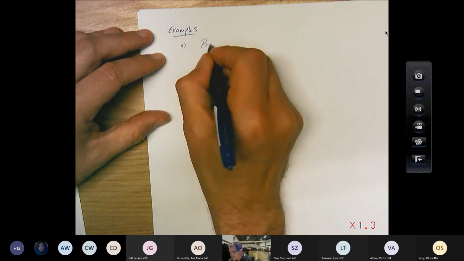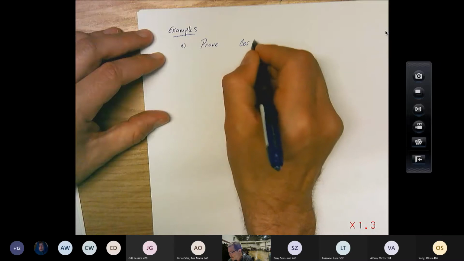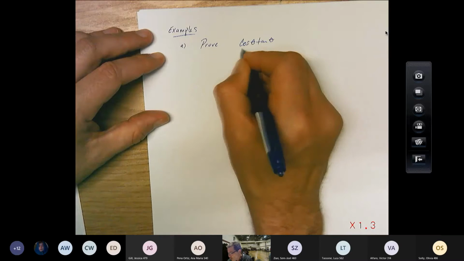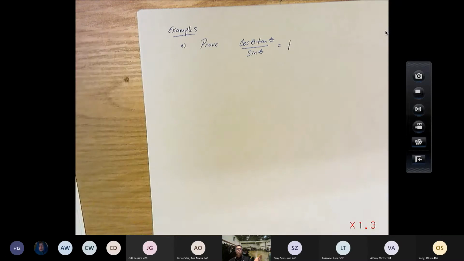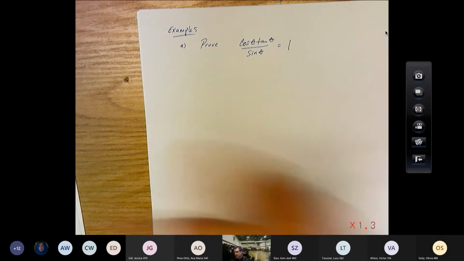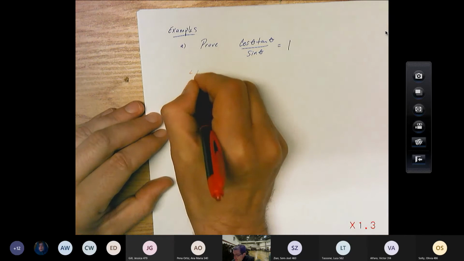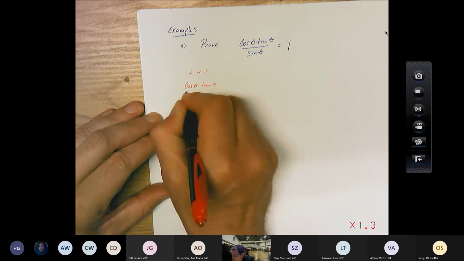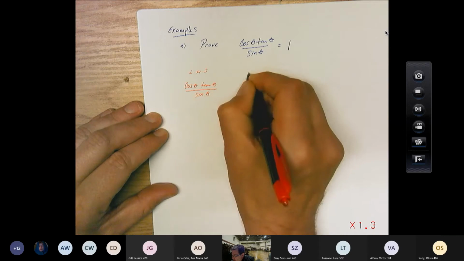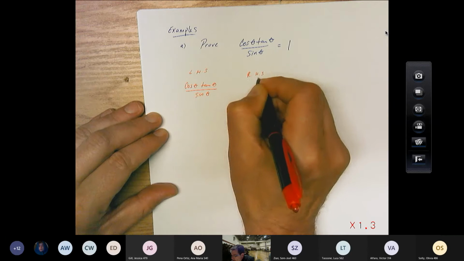So let's prove that cos theta tan theta over sine theta equals 1. That's the question. So I've got a starting point. I've got an ending point. I need to fill it in. So the left-hand side is going to be cos theta tan theta over sine theta. And the right-hand side is going to be 1.